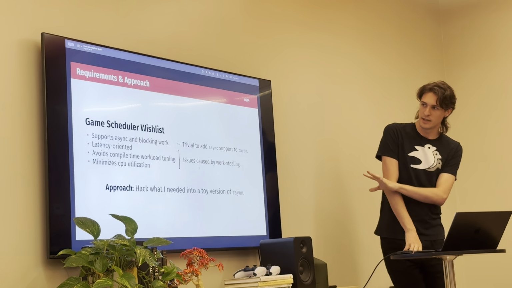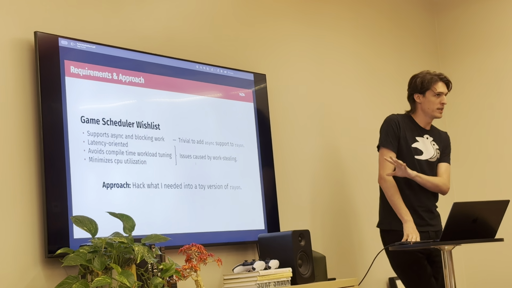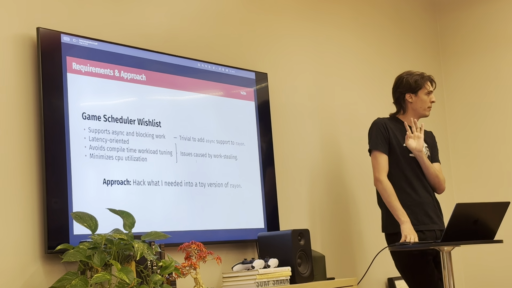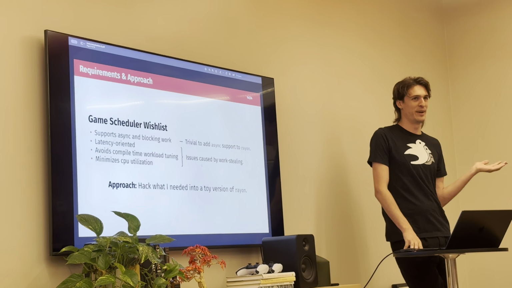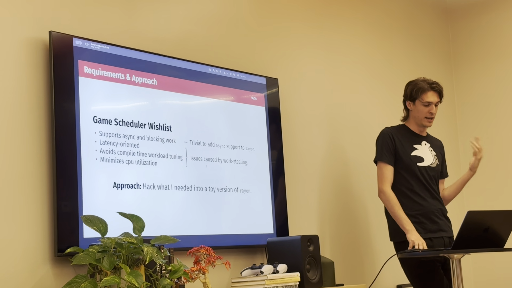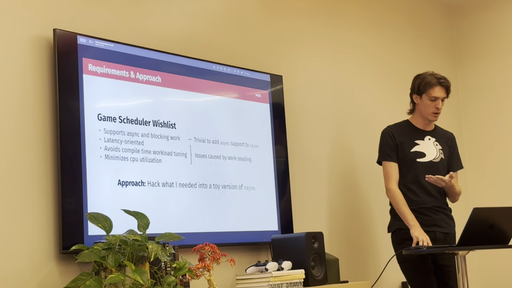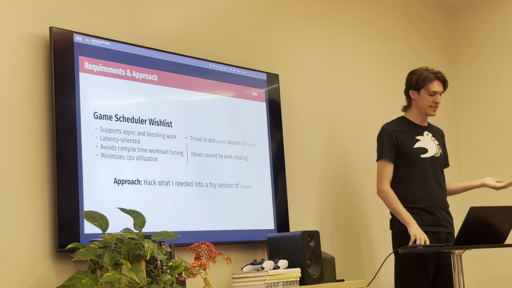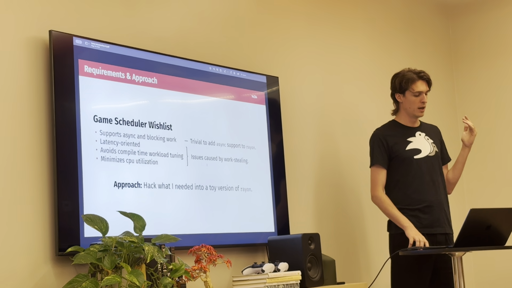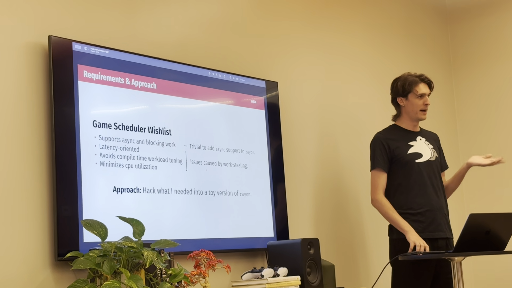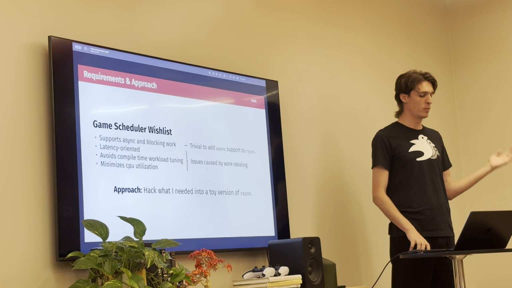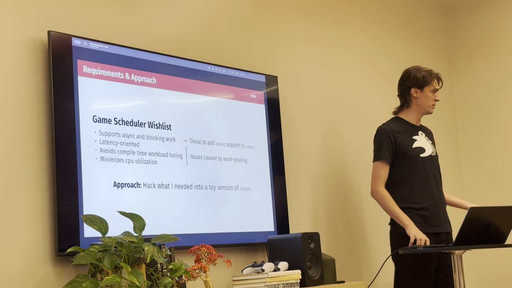So based on these problems, we can sort of assemble a wish list. Say you're making a game engine in Rust, and you need a scheduler for it. This is what we would want. We would want it to support async and blocking work. We would want it to be latency oriented. We would want it to avoid compile time workload tuning, and we would want to minimize CPU utilization.